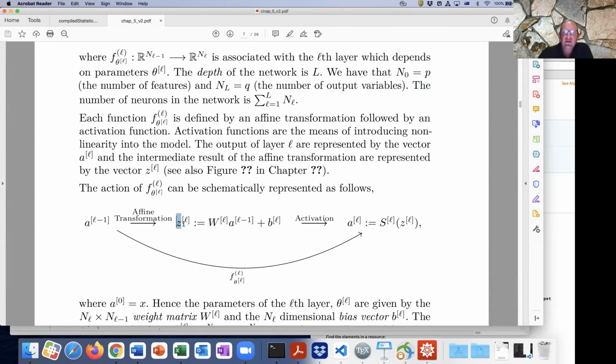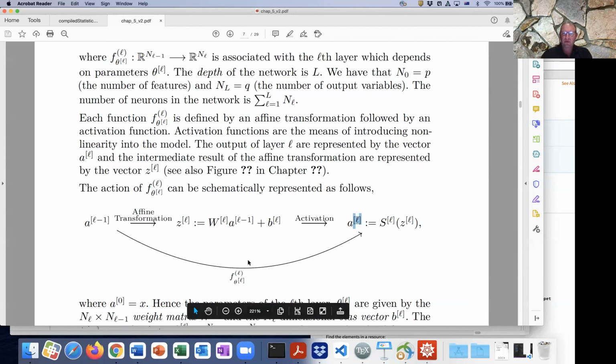So this intermediate variable, which we call Z, is what you have after just an affine transformation. But then you apply a nonlinear activation to Z, which gives you the actual value of the neuron. Typical nonlinear activations include the sigmoid function or other functions that allow us to incorporate some nonlinearity. So this is what you have in this layer.